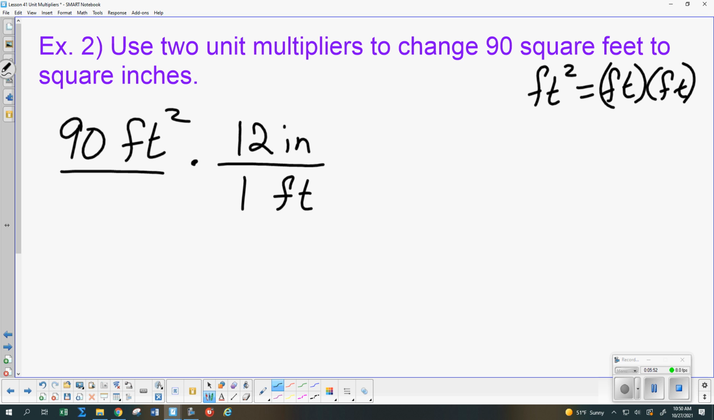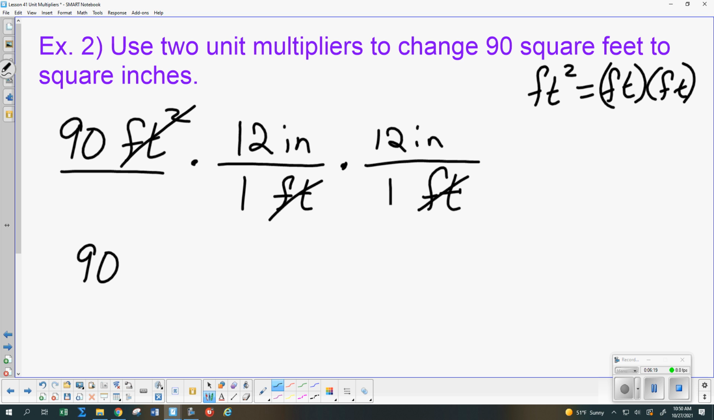If I cancel my units right now, I have enough to cancel feet, but not feet squared, not feet times feet. I have enough to cancel one of them. So I need another multiplier with feet in the denominator. It's going to be the same as what I had before. Then the feet times feet will cancel with both of these, and I will be left for my calculator with 90 times 12 times 12. I can write that like this, and my units will be inches squared. So I need you to type that in on your calculator and tell me what you get.